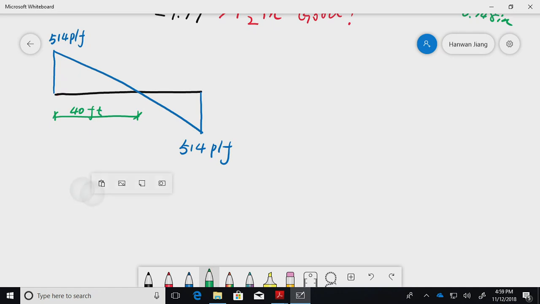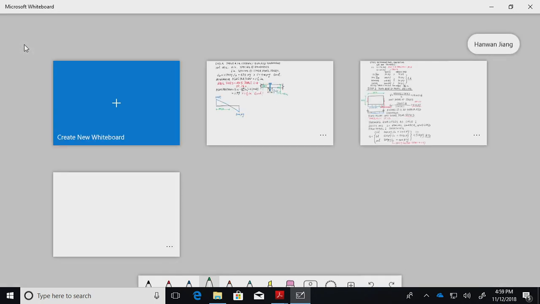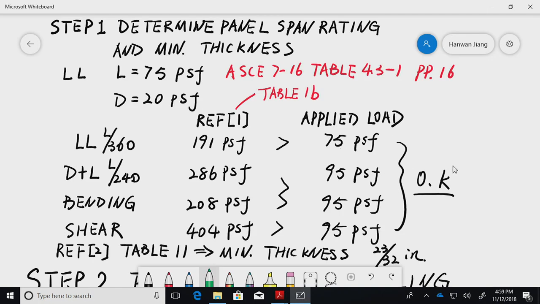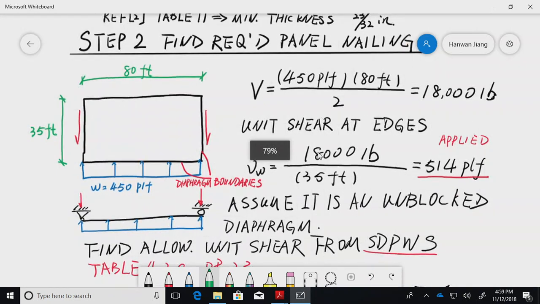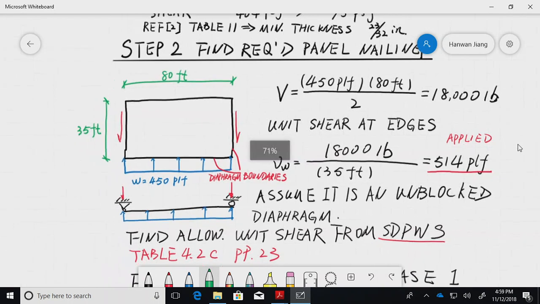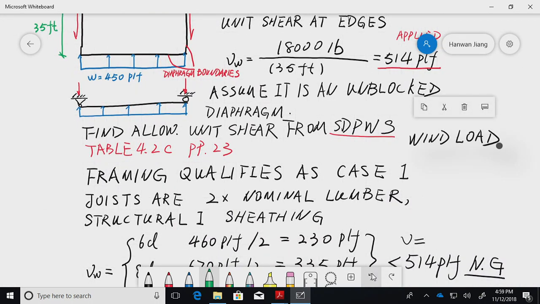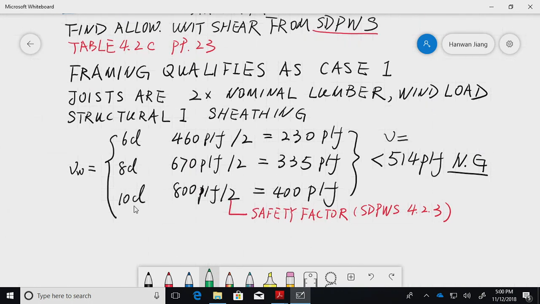Right, so as we move into the middle of the diaphragm, the shear would be decreasing. So at a certain point, it will no longer need blocking. Right, so if we go back to the previous slide, if 10D nails are used, the capacity for an unblocked panel would be 400 PLF, right?